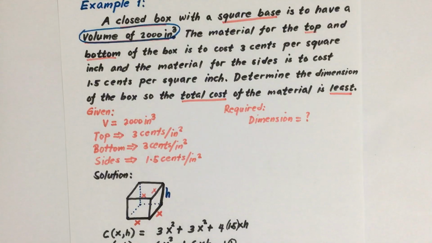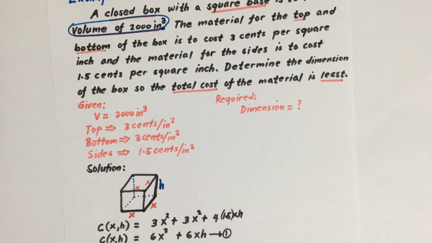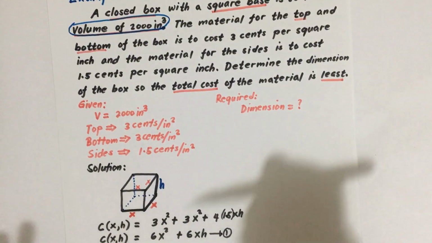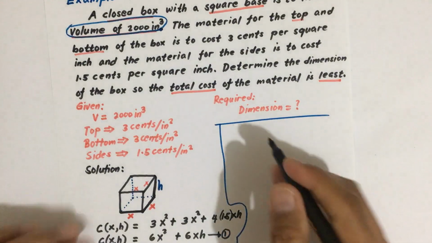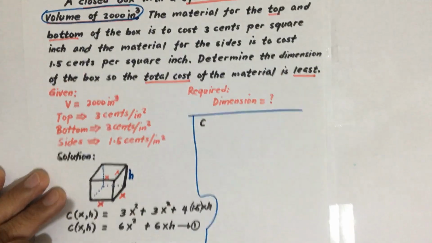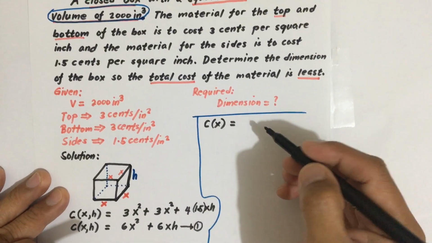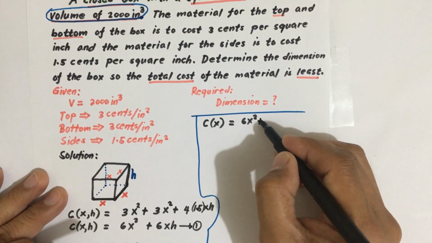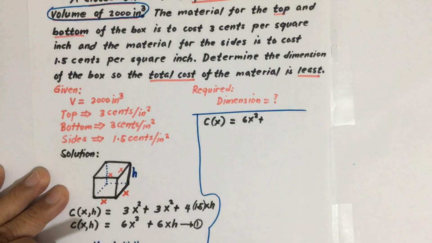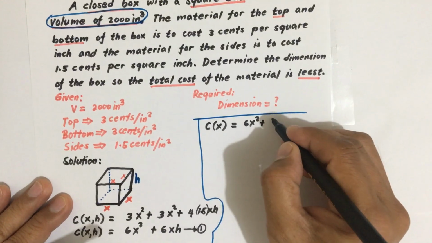We have x at the numerator and x at the denominator, so we can cancel. Therefore our cost function now becomes 6x squared plus 6 times 2000. So we have here 6 times 2000, which is 12,000.